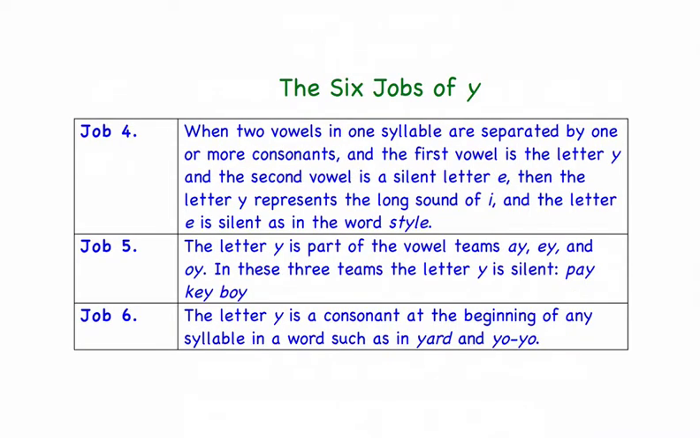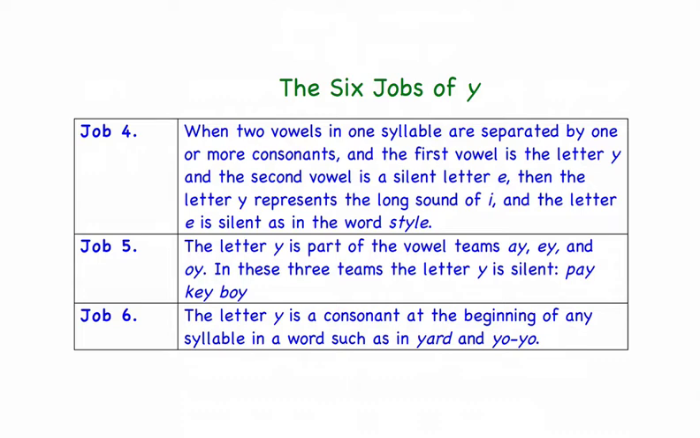Job 4 of the Y, when 2 vowels in one syllable are separated by 1 or more consonants, and the first vowel is the letter Y, and the second vowel is a silent letter E, then the letter Y represents the long sound of I, and the letter E is silent, as in the word style.